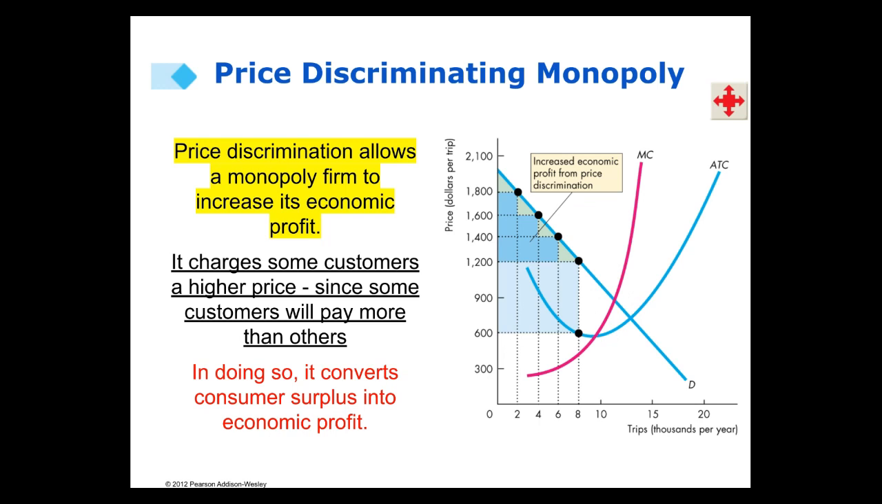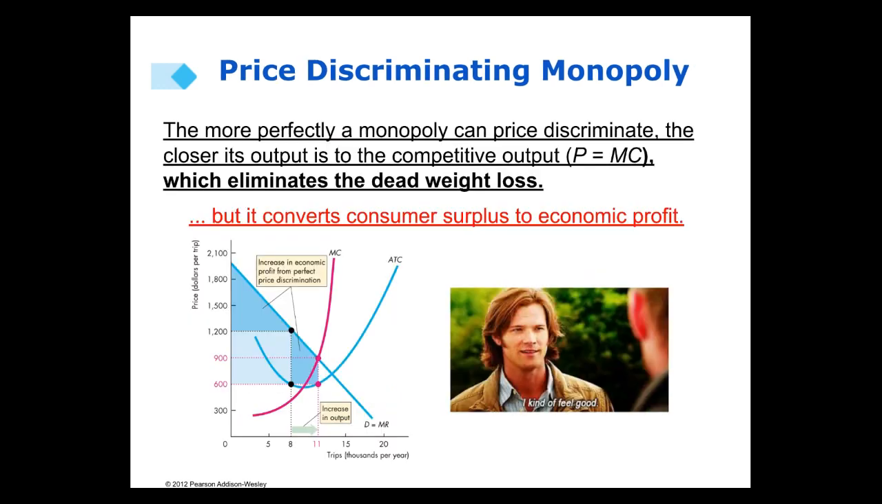So in doing this, you're able to convert some of that consumer surplus into economic profit, because you're charging some of the people a higher price than you would have been able to in a single price situation. Now, the more perfectly you can do this, the more closely you can make the output similar to perfect competition.